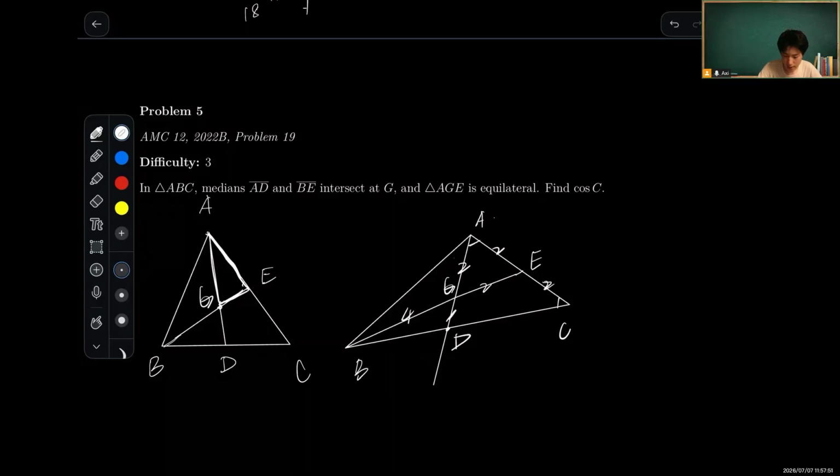From there, since this is 60 degrees, we can apply the law of cosines to triangle ADC to find that CD is square root of 13. Then BD is also square root of 13. Then you can either apply the law of sines to ADC or the reverse law of cosines to find cosine of C because all side lengths are known. The answer you can try to solve yourself is 5 over 2 square root of 13, or 5 times square root of 13 over 26 if you like.